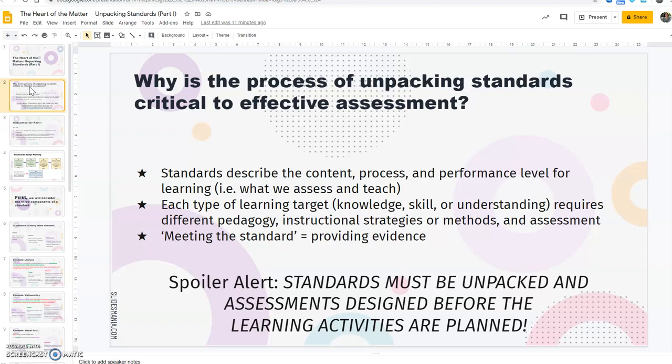When we talk about meeting the standard, what we're talking about is providing evidence of learning. What is the evidence that shows us that students have met that standard? And consequently, we have our spoiler alert here at the bottom of the slide. Standards must be unpacked and assessments designed before the learning targets are planned.